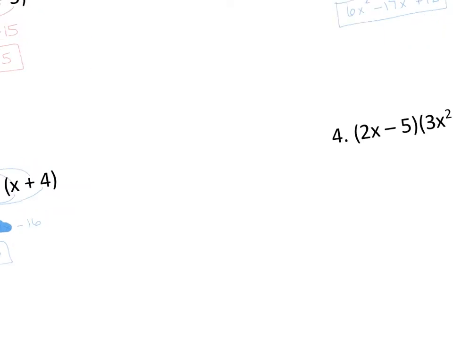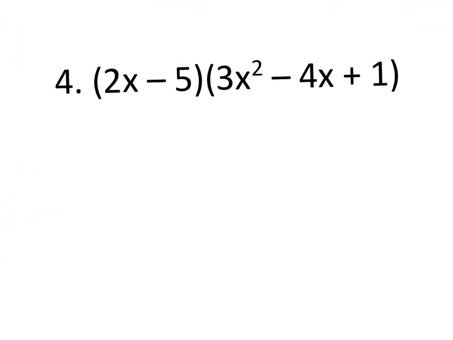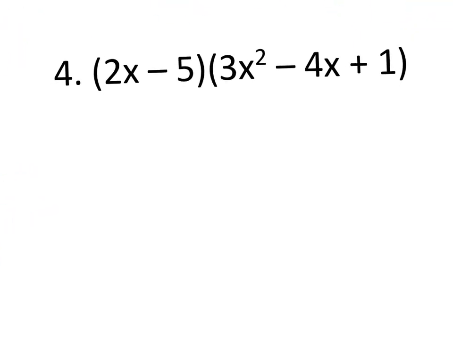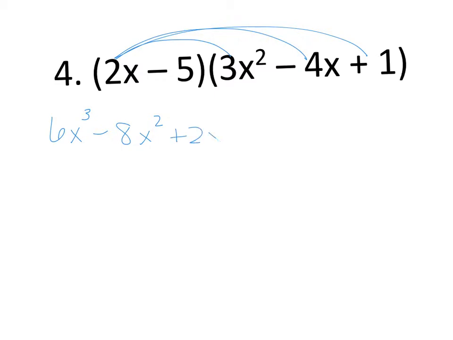All right, so now let's look at what happens when we end up with a trinomial. So this one right here has three parts. So the word FOIL doesn't work, but the concept still works. So you're still going to distribute. It's just that 2x has got to go to all 3 parts. All right, so 2x times 3x squared is 6x to the third. Again, we're adding those exponents. Negative 8x squared, and then a plus 2x.